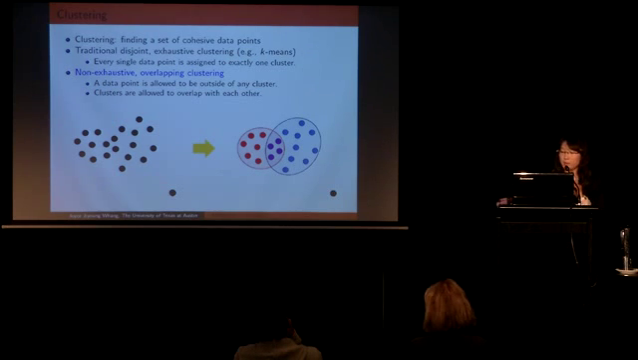So for example, in this picture, if we have this kind of input, the result of non-exhaustive overlapping clustering will look like this. So there is one outlier here, and the two clusters overlap with each other.